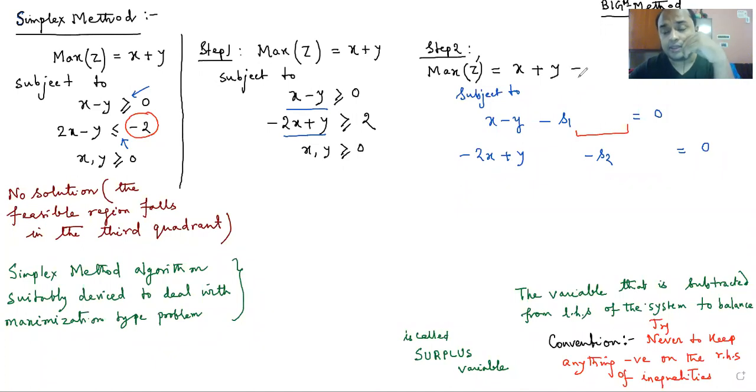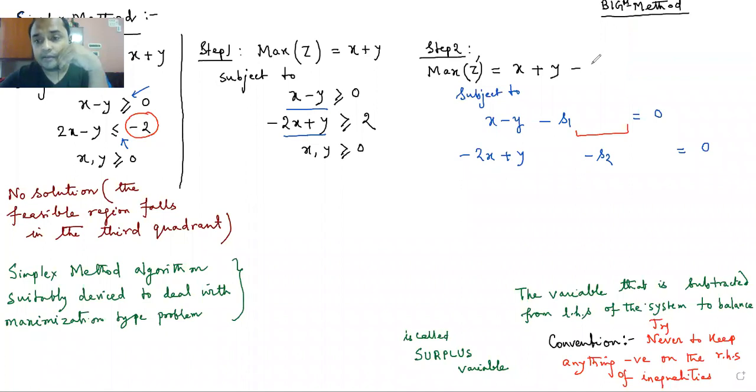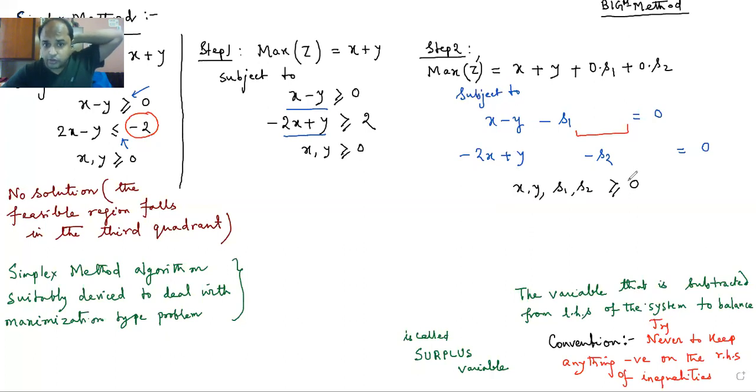So for each of the surplus variables that we have introduced over here, we will apply the per unit contribution to be 0. So we will write plus 0 S1 plus 0 S2. Okay. So this is my new objective function. And below that, we will write x, y, S1, S2 greater than or equal to 0. Okay, no problem. Up to this we do not have any problem.